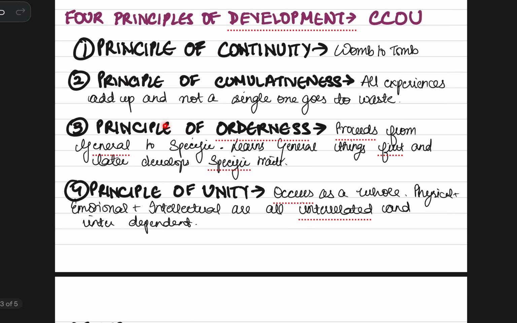Then we have the principle of orderliness. So what is the order? The development order proceeds from general to specific. That means any individual first has a general behavioral pattern. Like babies, first they crawl, they laugh, they cry, they sleep, they play. That is their general characteristics. That is same for all babies. Then they grow up and they have specific characteristics.